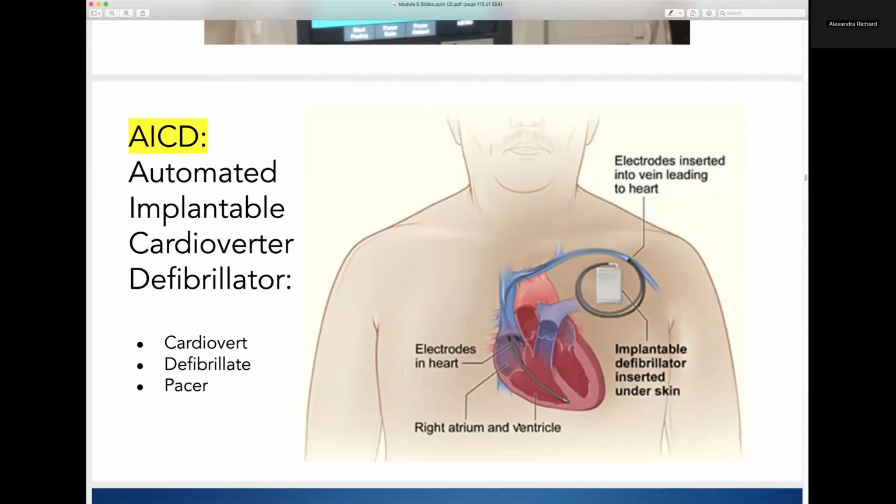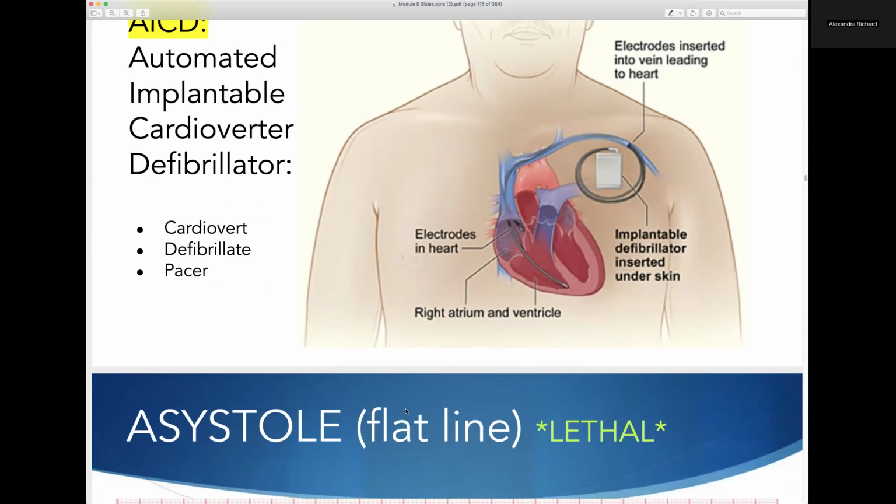But now we have an internal defibrillator, one that is surgically implanted. We call this an automated implantable cardioverter defibrillator. It can cardiovert SVT, AFib, and AFlutter. It can defibrillate pulseless VTach and VFib. It can also work as a pacemaker, okay? So I just wanted you to know that there are different types of defibrillators, okay?